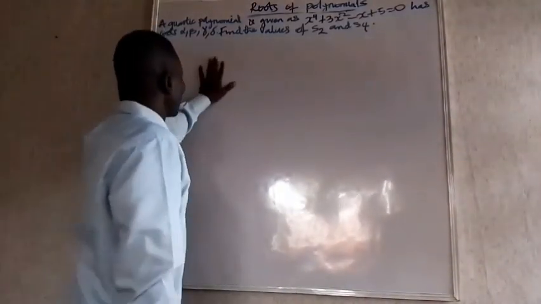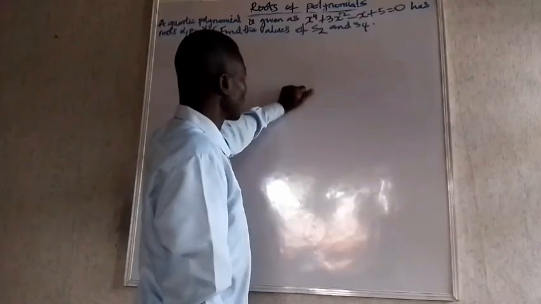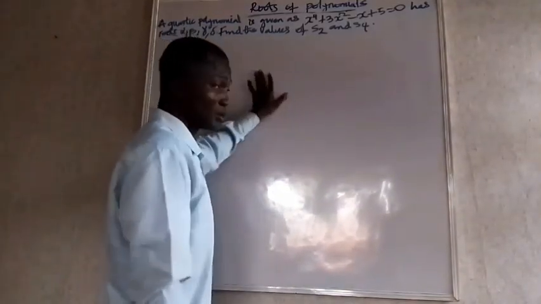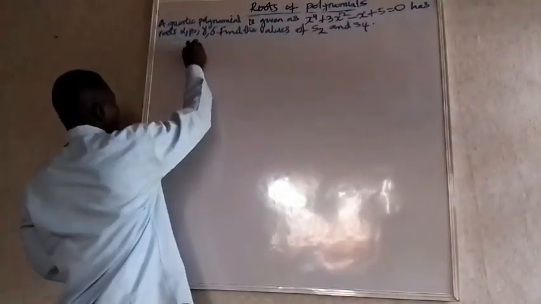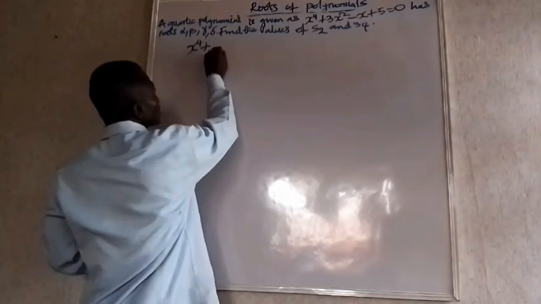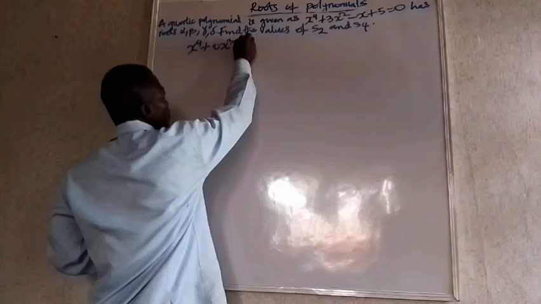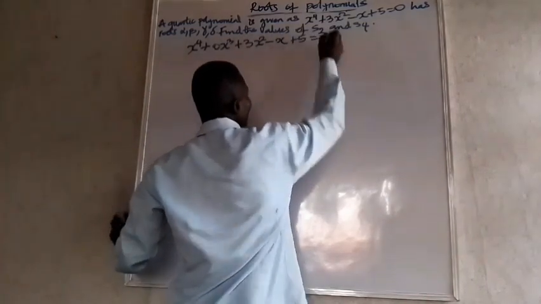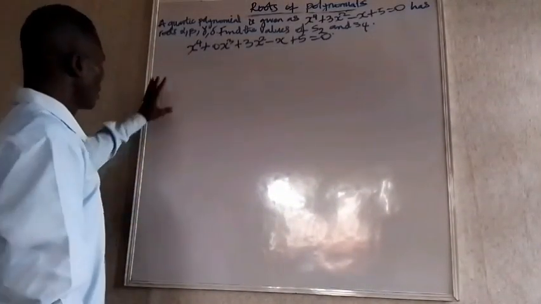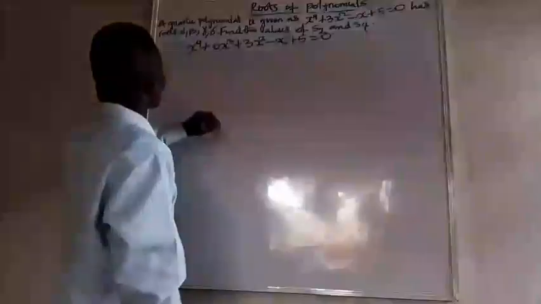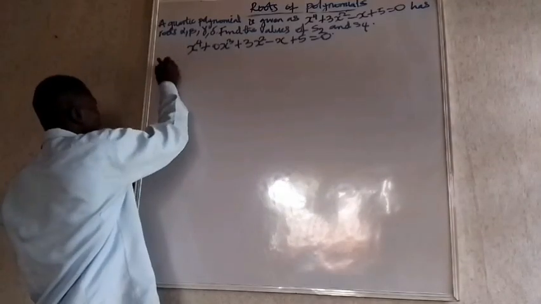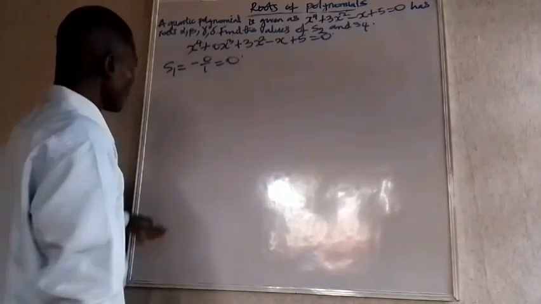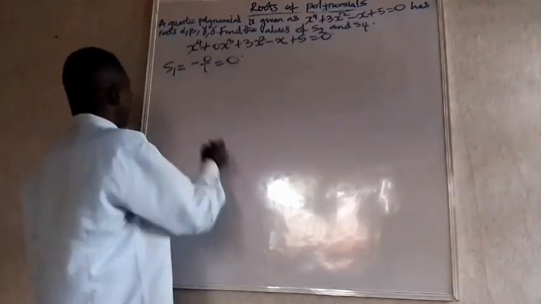Now we have a quartic polynomial given as x raised to the power 4 plus 3x squared minus x plus 5 equals 0, with roots alpha, beta, gamma, delta. Find the values of s2 and s4. This is the equation: x to the 4 plus 0x cubed plus 3x squared minus x plus 5 equals 0. From here we see that s1 is equal to minus 0 over 1. That's 0.